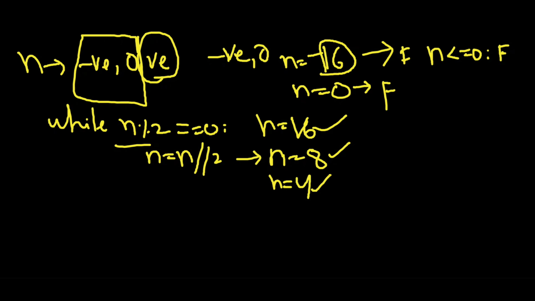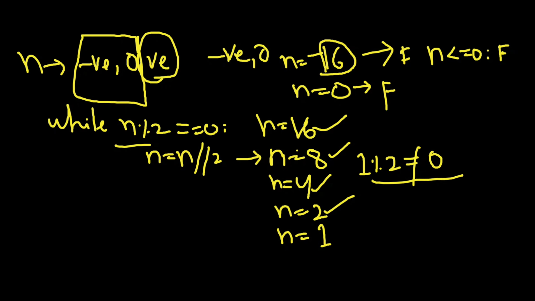And 4 is also divisible by 2. So we reduce this 4 by 2, and n equals 2. Now we see that 2 is again divisible by 2, so we can reduce it as 2 by 2 equals 1. Now we see that the remainder of 1 by 2 is not equal to 0. So we stop the reduction part here and move to the next step: let's compare whether n equals 1 or not. We got n equals 1, so we can return true in this case.